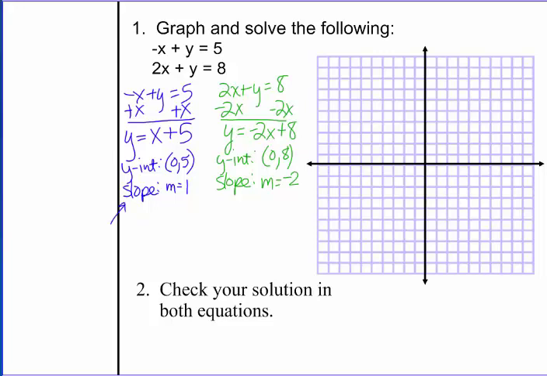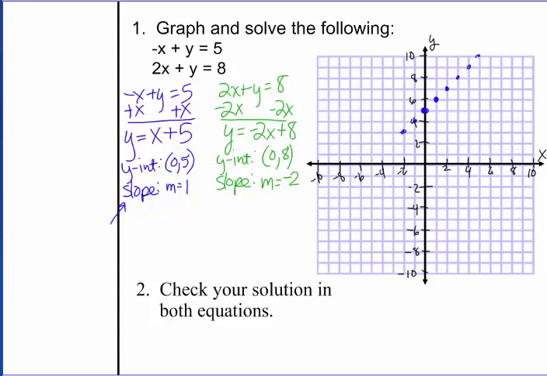So y-intercept is (0, 5). I need to scale my axes first. So make sure when you do your graphs, you scale your axes all the way around. So now I can graph the y-intercept (0, 5). (0, 5) goes right there. My slope is 1, so that's up 1 over 1 to the right, up to the right.